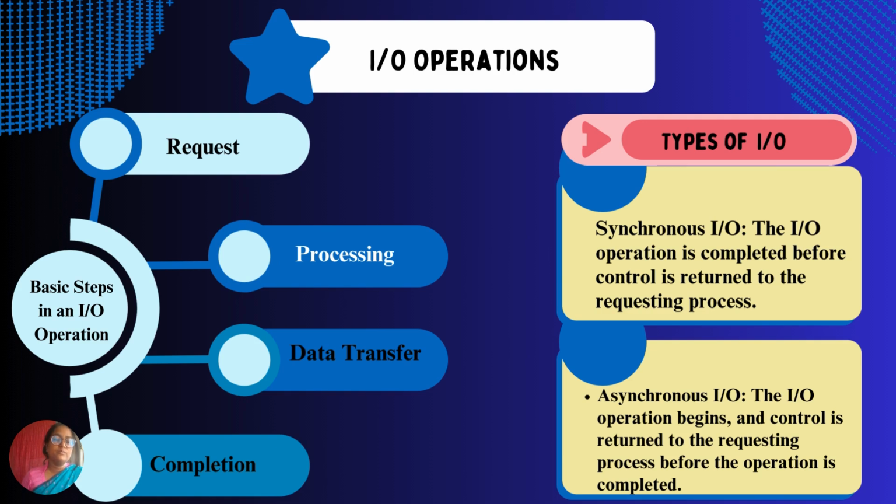Here is the overview of input output operation. There are two types of input output operation: synchronous input output, where the operation is completed before control is returned to the requesting process, and asynchronous input output, where the operation begins and control is returned to the requesting process before the operation is completed. Some basic steps in input output operation are requesting, processing, transferring, and completion.